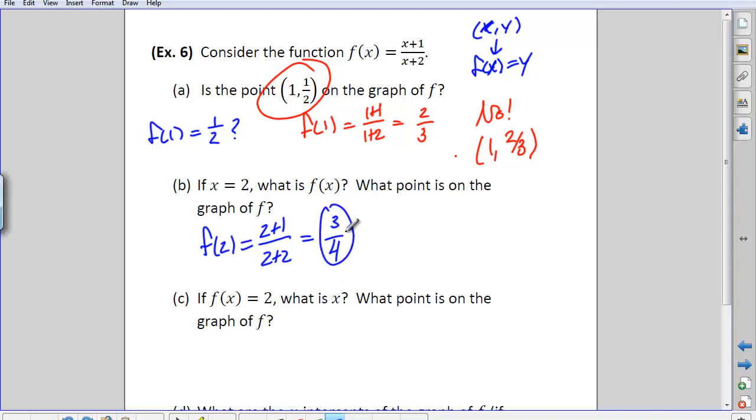And what point does that correspond to on the graph? Well, remember, this is our x value. So the x value is 2. When you plug that x value in and work it through your function, this right here is your y value. So (2, 3/4) is the point that's on the graph of f.